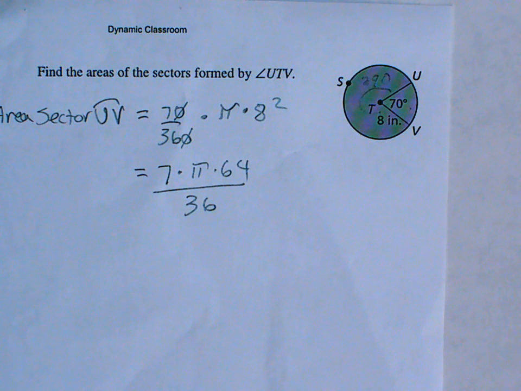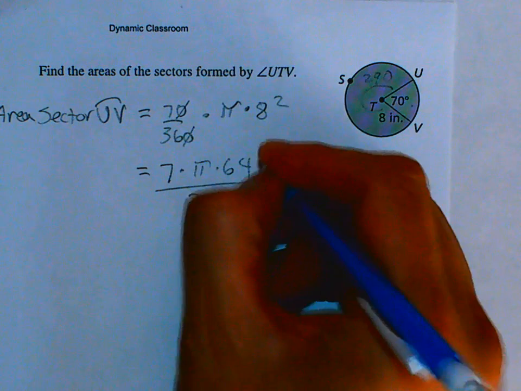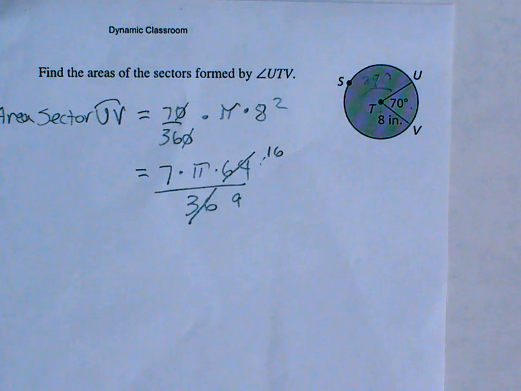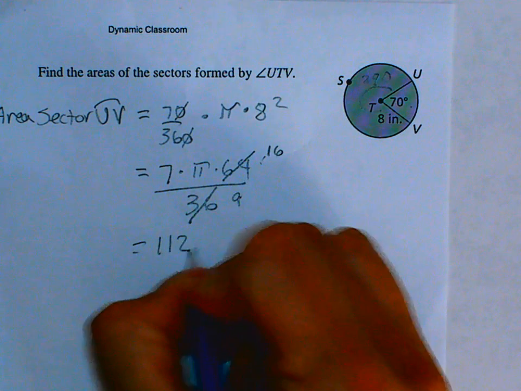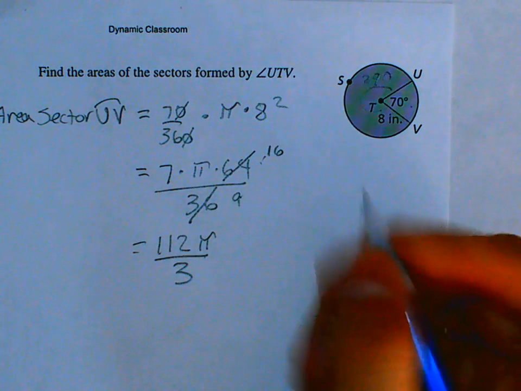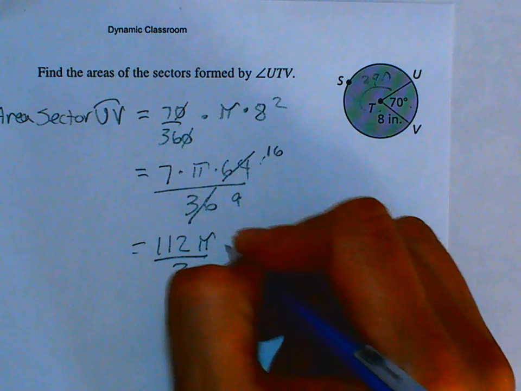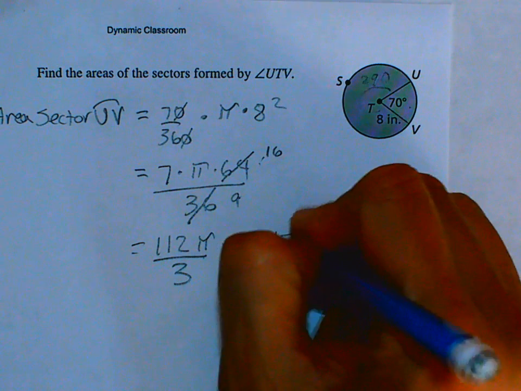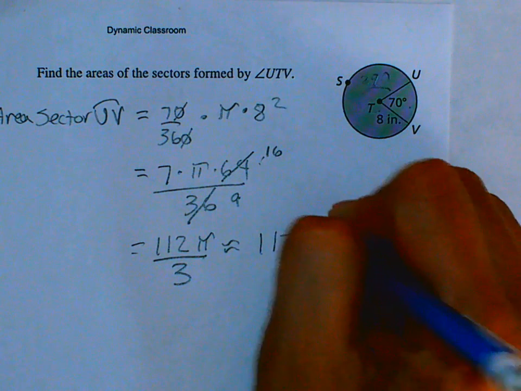Now I'm very sure that 64 and 36 are both divisible by 4. So 64 divided by 4, that gives me 16. So I'm going to reduce both of these by 4. Okay, so that's going to give me 16 and 9. So 16 times 7, that's going to be 112 pi over 9. Now, keep in mind, this is only the approximation. 112 times pi divided by 9 gives me about 117.3. And this is inches squared.